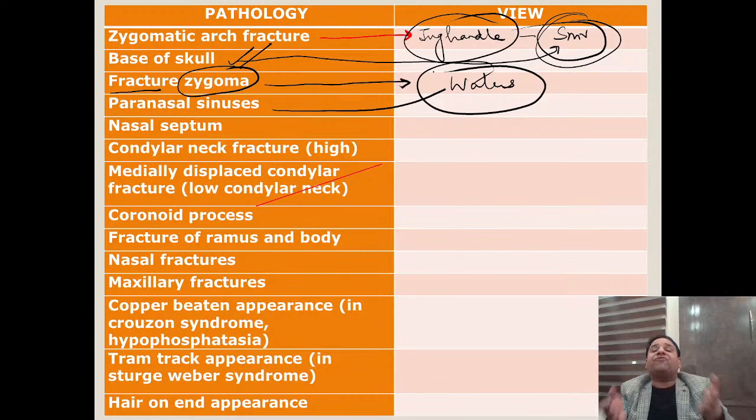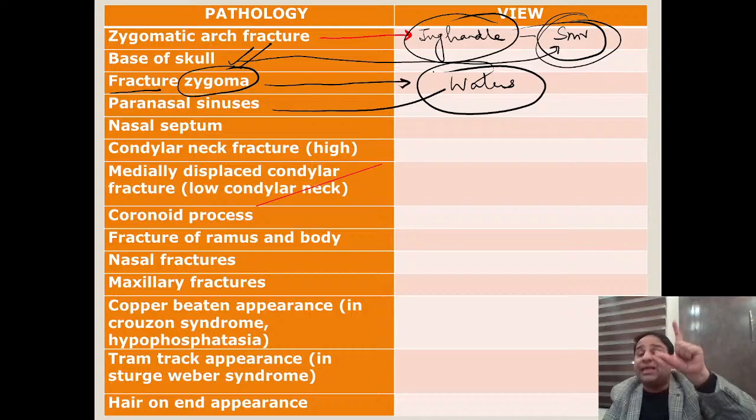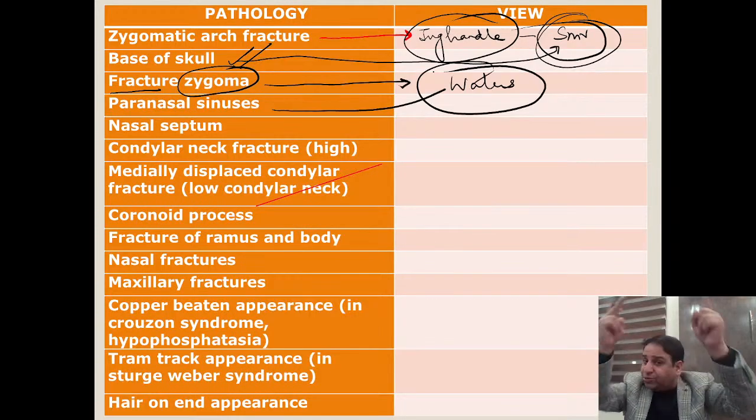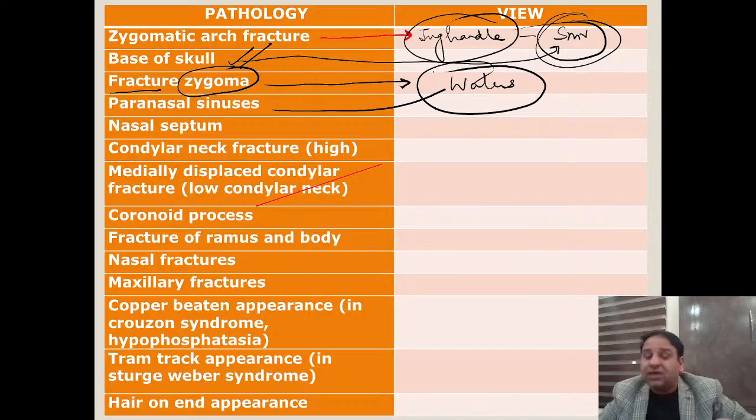But if you want to see the sphenoidal sinus, we need to take the Waters view in the open mouth position. Also, you can see the sphenoidal sinus in submento vertex view, because there you see the base of the skull. So even the sphenoidal sinus can be seen in submento vertex view. Alright, I am sure you are all very well versed with these radiographs.